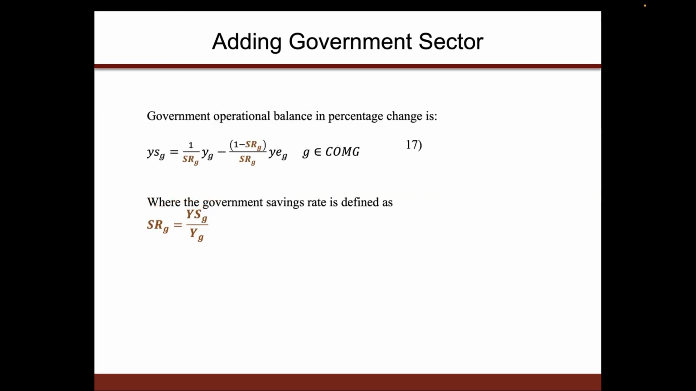The operational balance is expressed here with the saving rates of the government, saying that the percentage change is equal to 1 over the saving rate times the percentage change in revenue, minus 1 minus the saving rate over the saving rate times the percentage change in government expenditure.